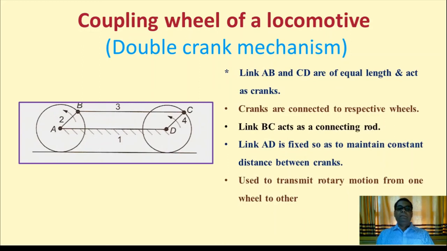Here AB and CD are of equal length and act as cranks, that is, a double crank. The cranks are connected to respective wheels, link BC acts as a connecting rod, and link AD is considered the fixed link, to maintain the constant distance between the cranks. It is used to transmit rotary motion from one set of wheels to another set of wheels and so on.